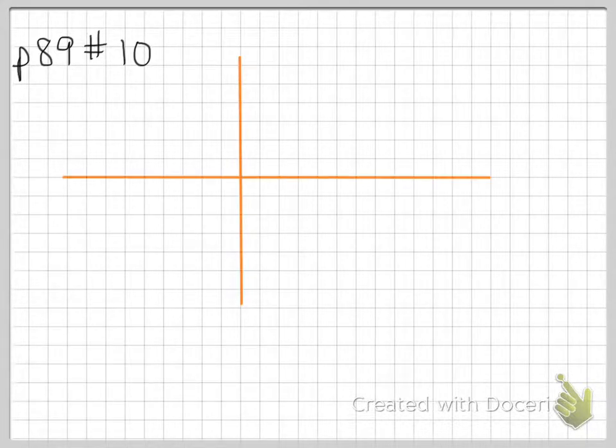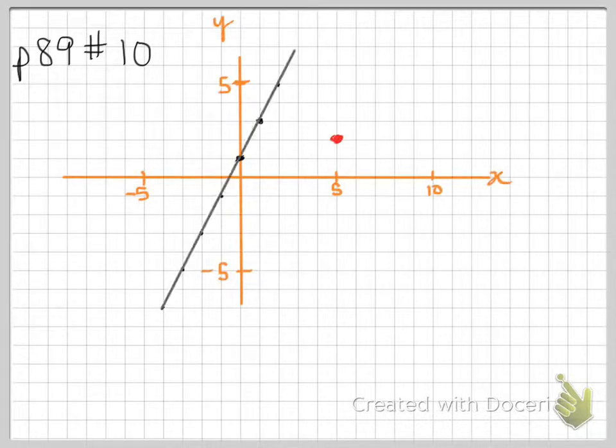All right, page 89. Let's look at page 89 and see what the question asks. Page 89, number 10, talks about determining the shortest distance from the point (5, 2) to the line represented by y equals 2x plus 1. Use a diagram to check your answer. So here's our diagram, and you're to find the shortest distance.